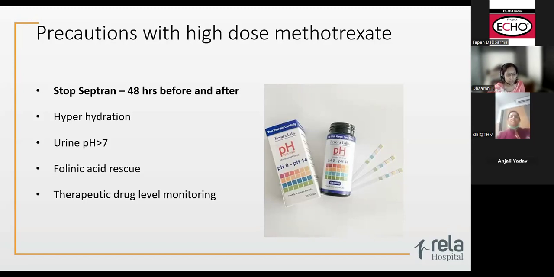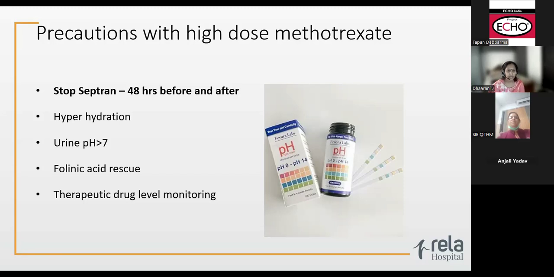So ideally, what we do is, for 48 hours before starting the methotrexate, we should not be giving them the Septran prophylaxis. So if the child is due for admission on Monday or Tuesday, we have to tell them not to give that weekend prophylaxis with Septran. Missing Septran for 1 week is okay, but we should not be giving the methotrexate and Septran together.